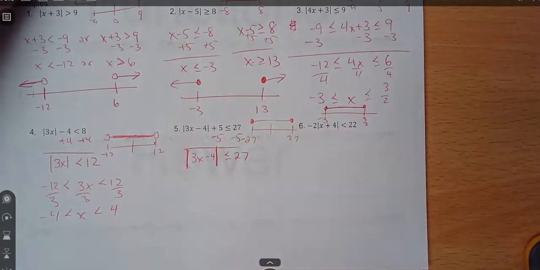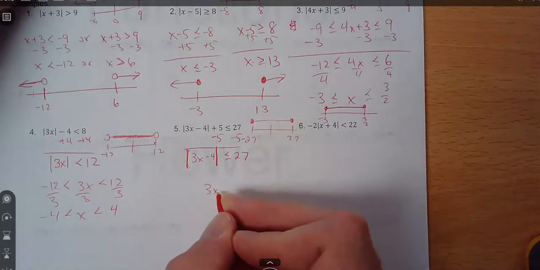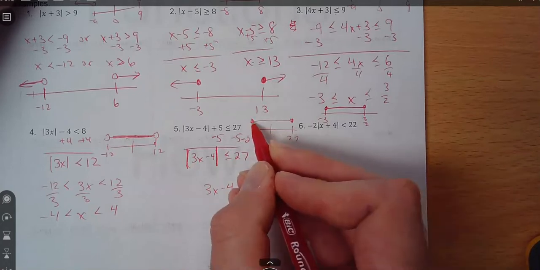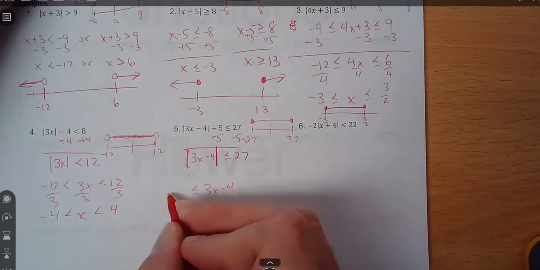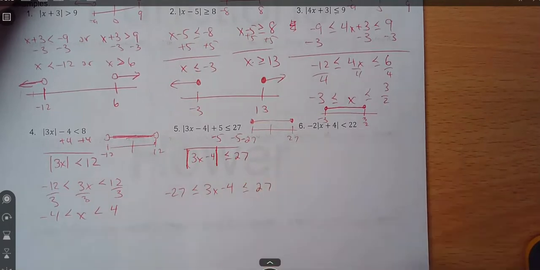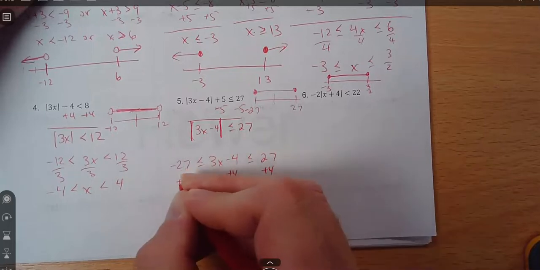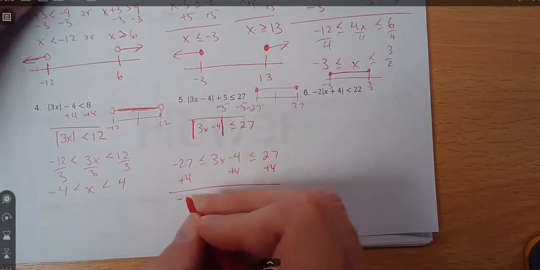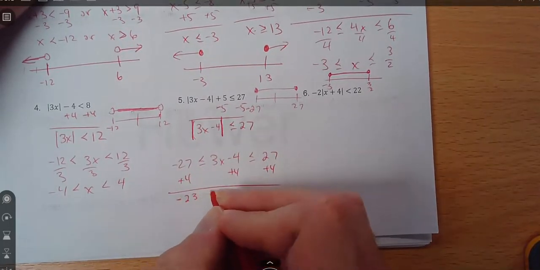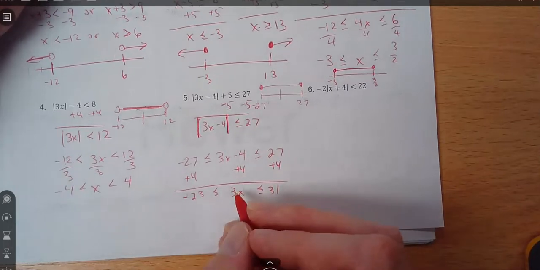Now I want to find out what just x by itself is. So if the expression is somewhere in between there, that means 3x minus 4 is greater than or equal to negative 27, but at the same time less than or equal to 27. And so add 4, add 4, add 4. So this would be negative 23. This is 3x. And this is 31. Now divide everything by 3.